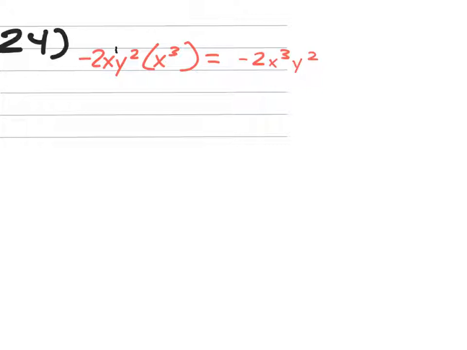Let's see. All right, so I see numbers and letters. I'm getting that so far. Okay, so let's go one by one. Here we go. Negative 2 times 1 is what?